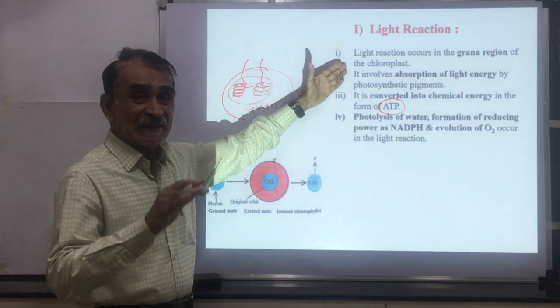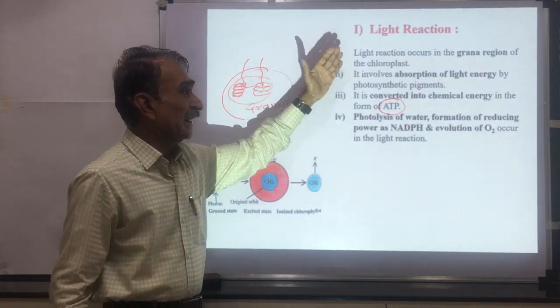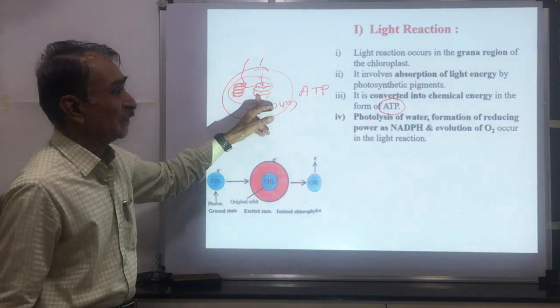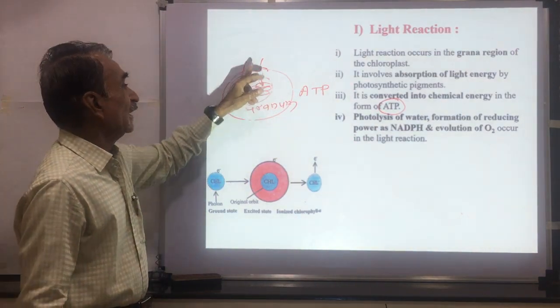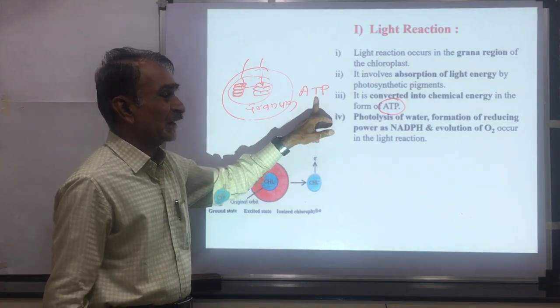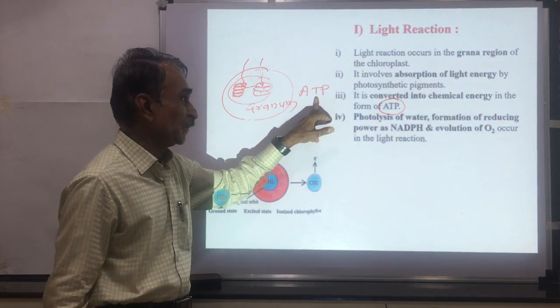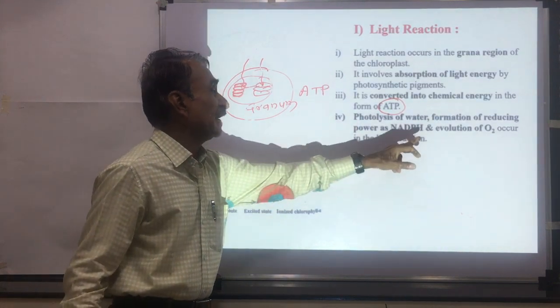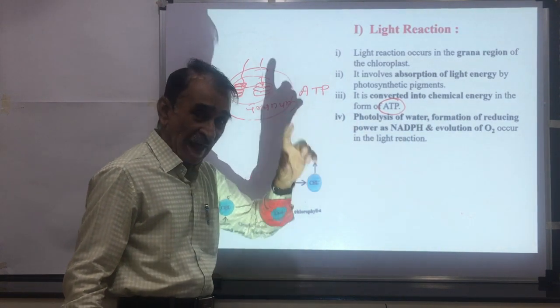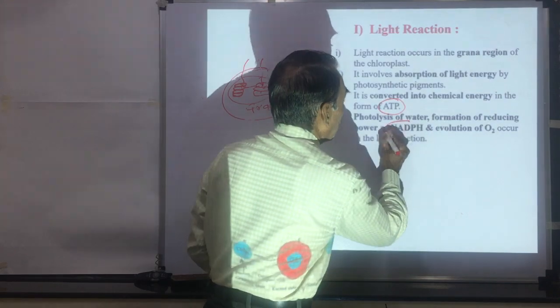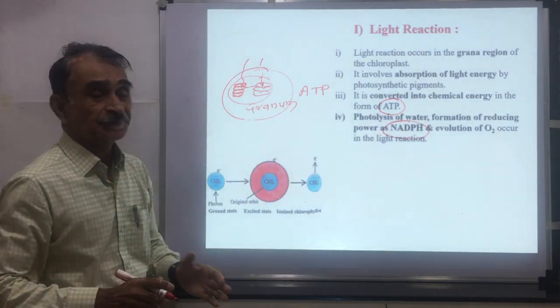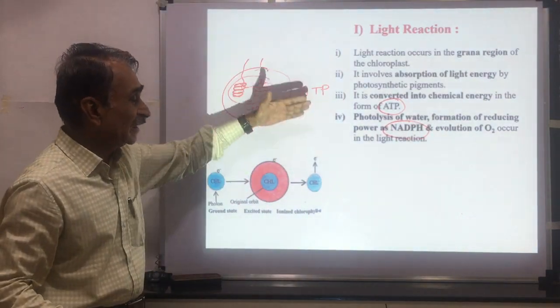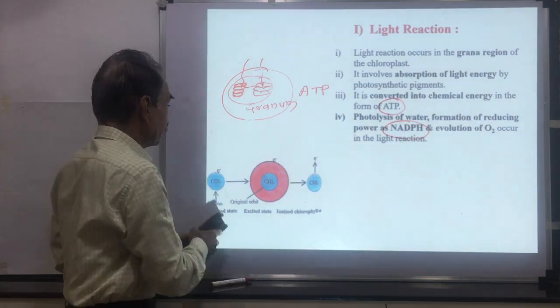Light reaction occurs in the granular region of the chloroplast. It involves absorption of light energy by photosynthetic pigments. Light energy is converted into chemical energy in the form of adenosine triphosphate. Photolysis of water, breakdown of water, and evolution of O2, as well as formation of NADPH, occurs in the light reaction.